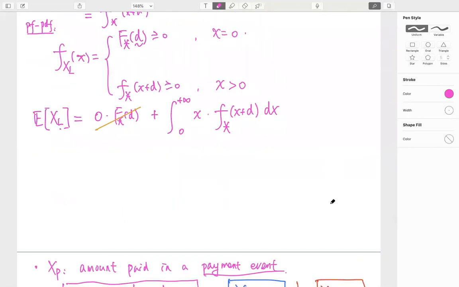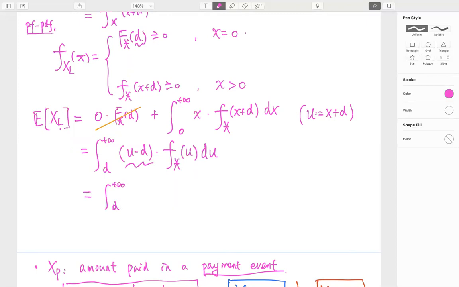From there, I can take a change of variable. Let's use u to denote x plus d. So x goes from 0 to infinity, then my u goes from d to infinity. x is u minus d times f_X, and here I switch to u. du and dx are the same, right? From there, what we can do is write this in the... I think we already did this somehow before. By the way, you may keep this if you want. It's the same. So we introduce a double integral. Let me use y, because the part inside the bracket is nothing but u minus d.